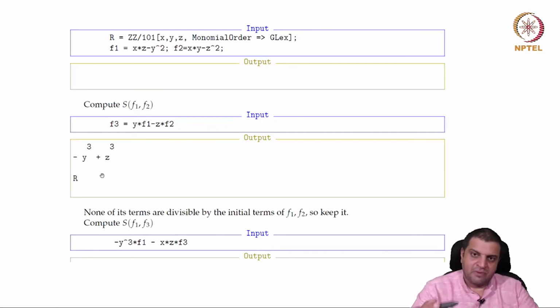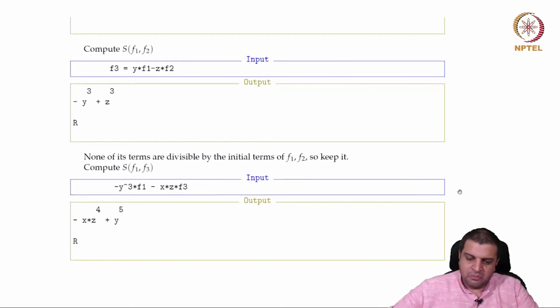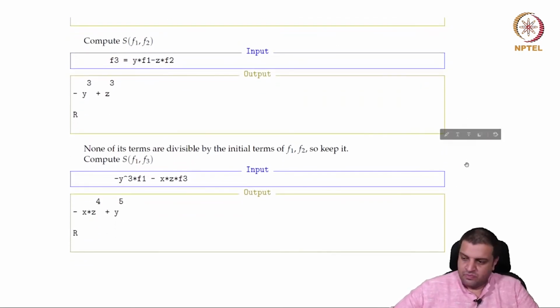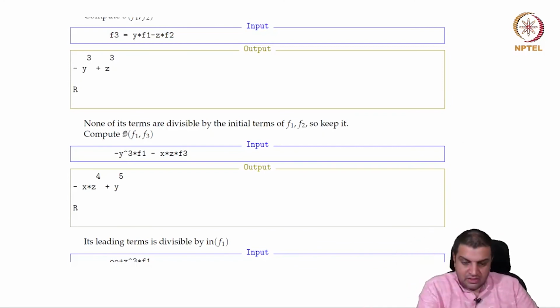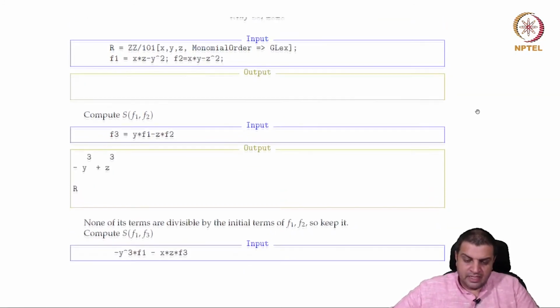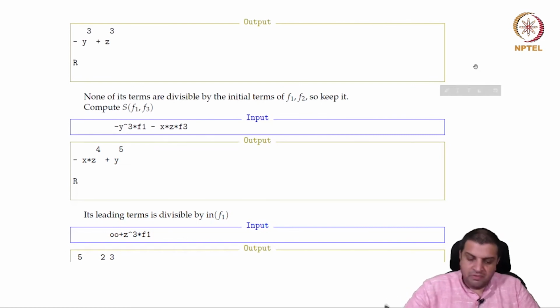So we now have f1, f2, and f3. And we actually proved that this is a Grobner basis, but we don't know it yet. So we'll ask S F1 F3. So you have to multiply F1 by minus y cubed and F3 by xz and then take the difference. So we got this one. Now, this one's leading term is divisible by the initial term of F1, xz. So we try to simplify it.